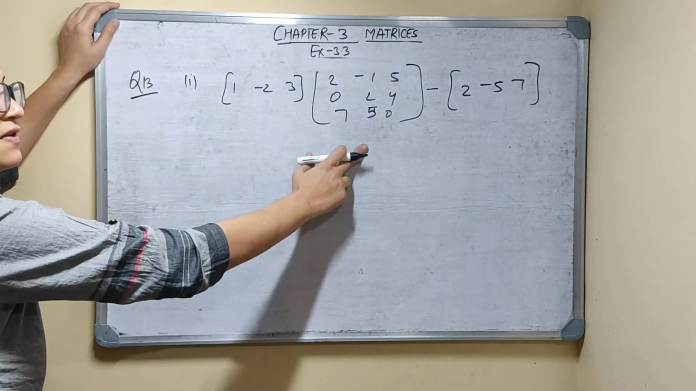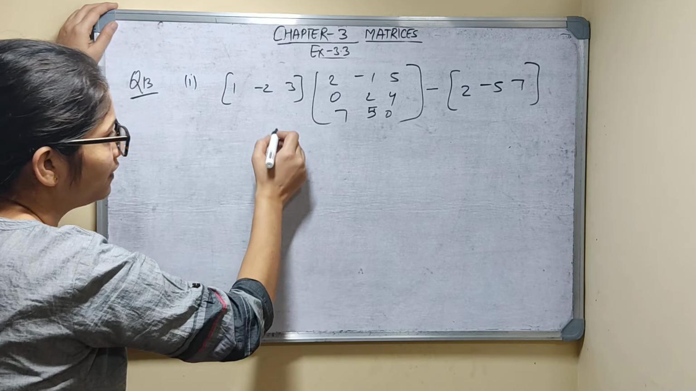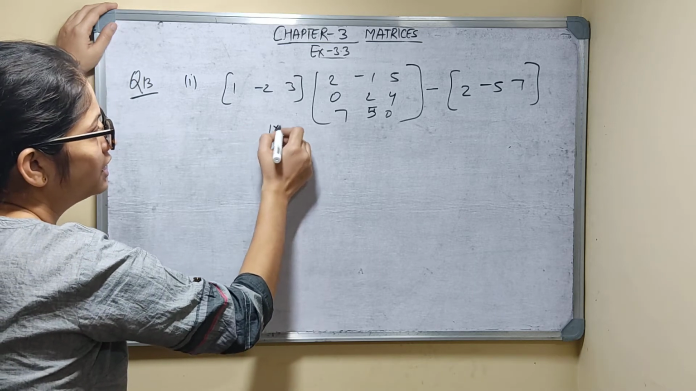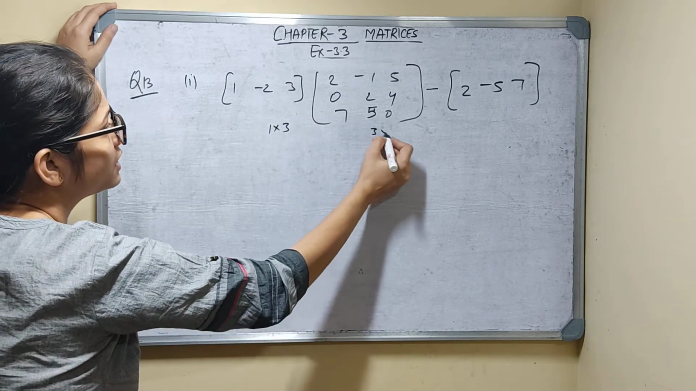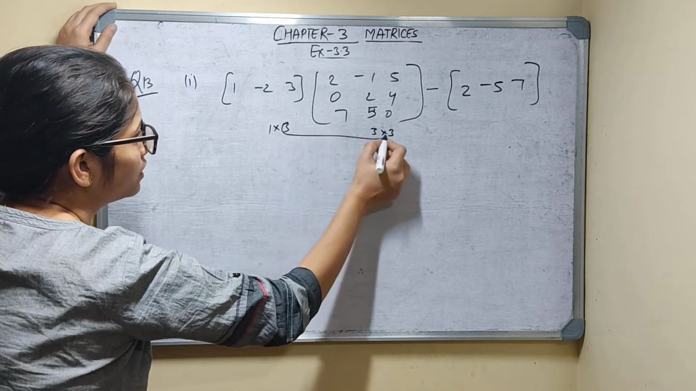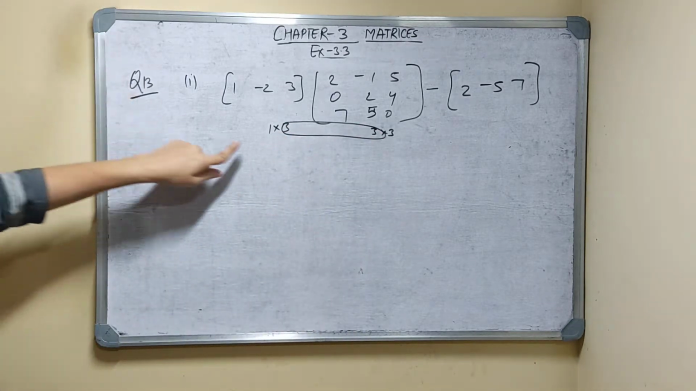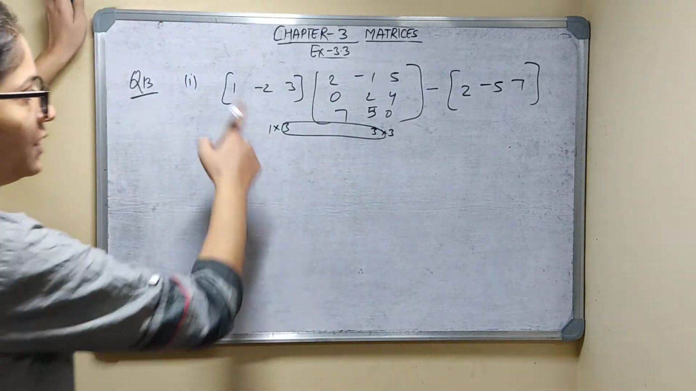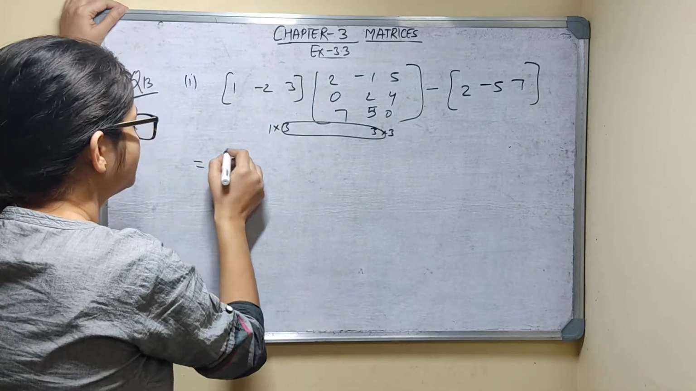First I will multiply these two matrices. This one is 1 row and 3 columns, and here it is 3 rows and 3 columns. So when you multiply, you will get 1 row and 3 columns.